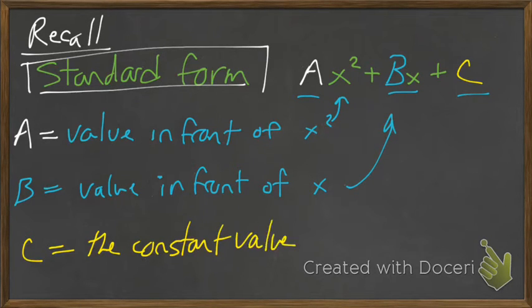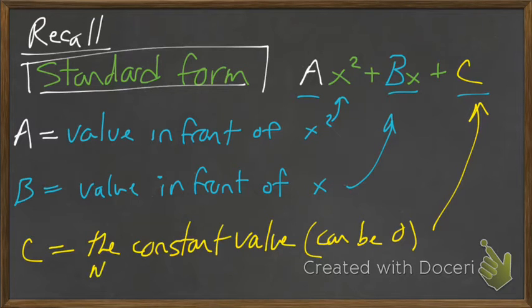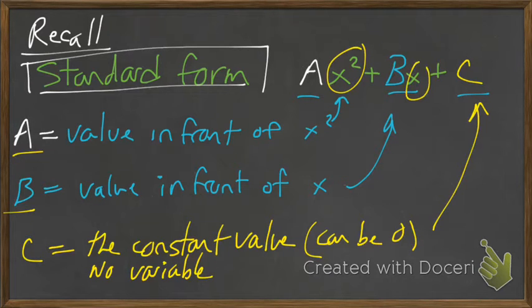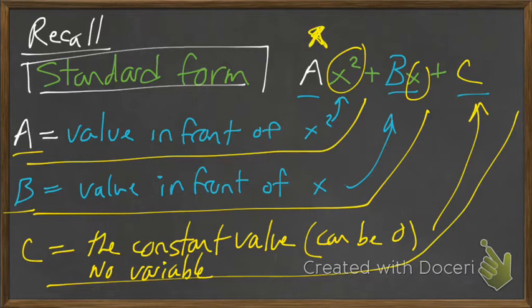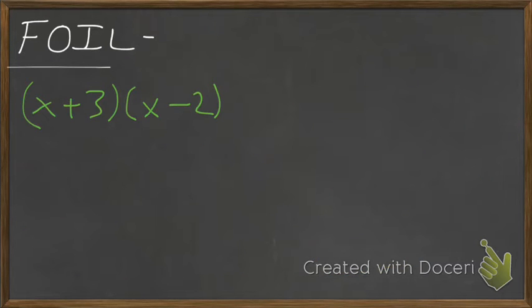Now, in many cases, this can be 0. And there's no variable here. Whereas B and A will always have that variable, x and x squared. So that will always be there, that will always be there, and this will always be here, but it sometimes could be 0. And that's basically it. In this video, we're going to focus on this a value equaling 1.